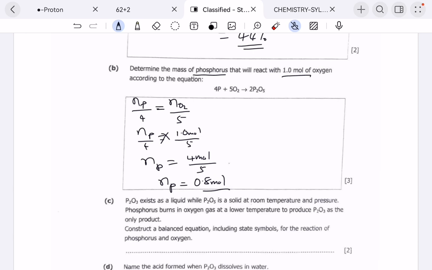So when we know the moles, we can find the mass. Therefore mass is given by number of moles times molar mass. So the number of moles is 0.8 moles times the molar mass of phosphorus, which is 31 grams per mole, which will give us the mass of 24.8 grams.